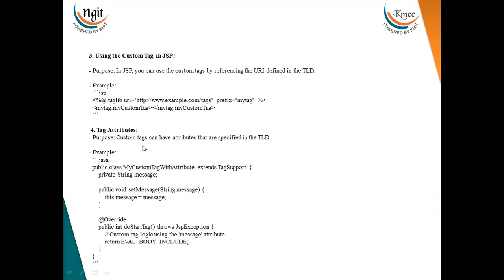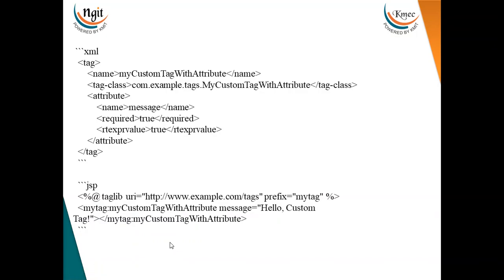And tag attributes: the custom tags can also have attributes that are specified in the TLD. So we have to say which attribute we are sending. What it is carrying, what the attributes are: private String message, set message as this.message, that message we are storing in this message. So here we are writing the tag logic using this message attribute. We need to override the doStartTag method and write the implementation. And here is how we are going to make use of that custom tag with attribute.